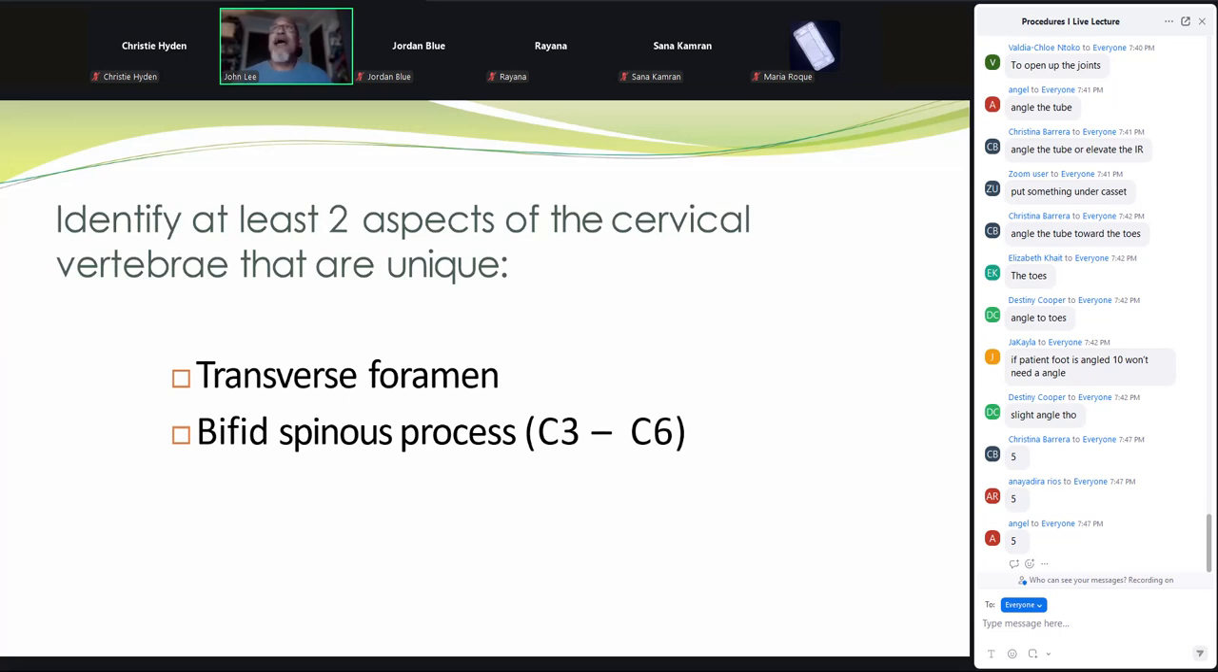Identify at least 2 aspects of the cervical vertebral column that are unique. First thing is the transverse foramen and the bifid spinous processes. Now, this question is, of course, referring to C3 through C6, because if we talk C1 and C2, we could list another multitude of differences that make them unique.